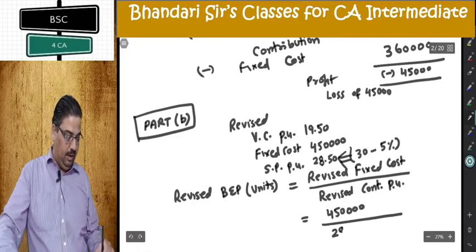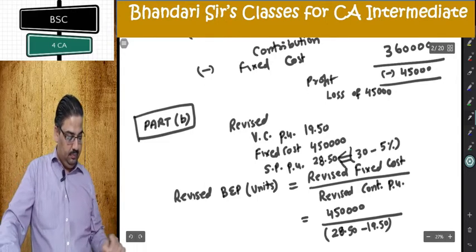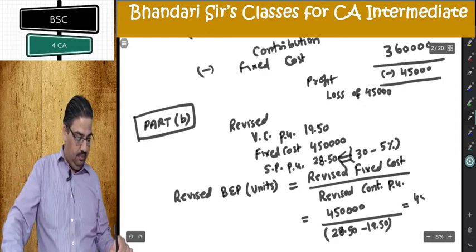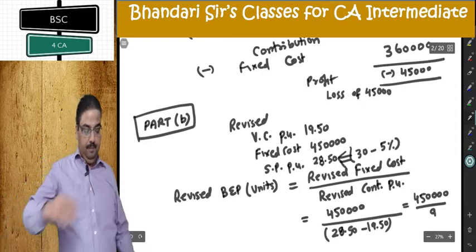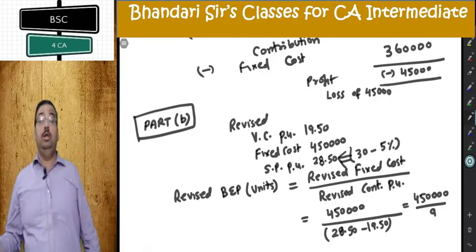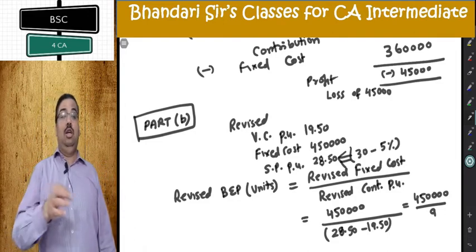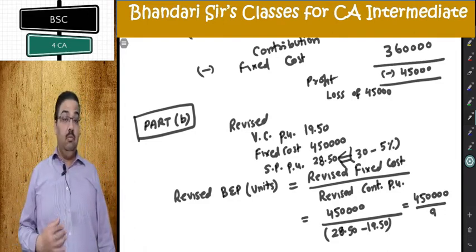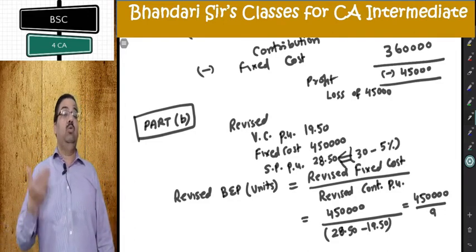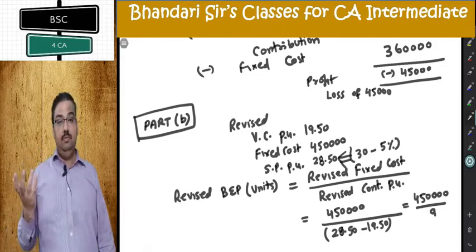4,50,000 divided by 28.50 minus 19.50. That is again 9. If you note carefully, the loss caused due to reduction in selling price is offset by reduction in variable cost, but the fixed cost has increased. That is why the break-even point will increase.